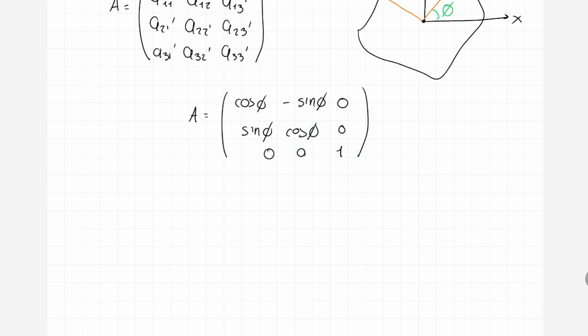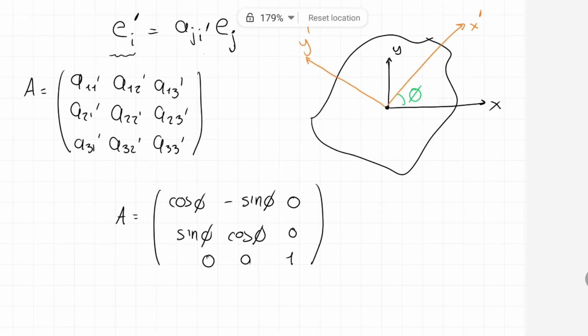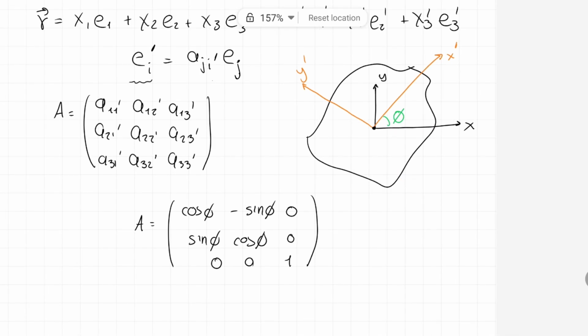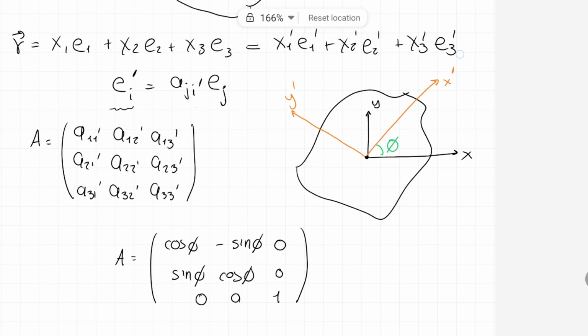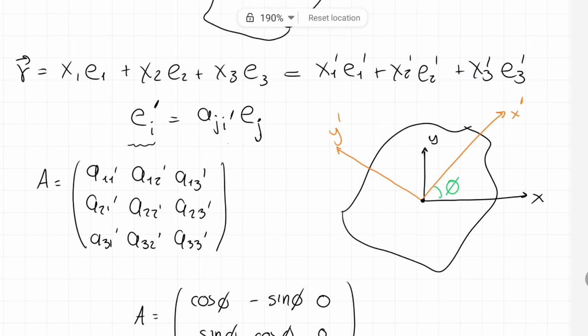Another important thing is that this matrix is of order 3. In this case I didn't draw the z-axis, but you need to know that we are working in 3 dimensions. Maybe it's not necessary to draw the z-axis, but you can see here that the r vector has 3 components, one for each axis.